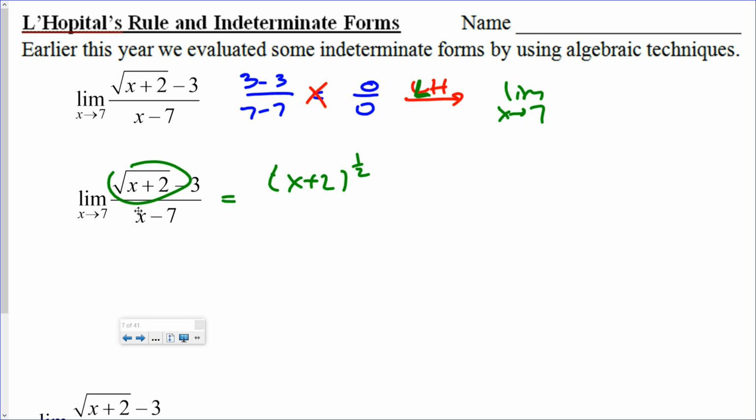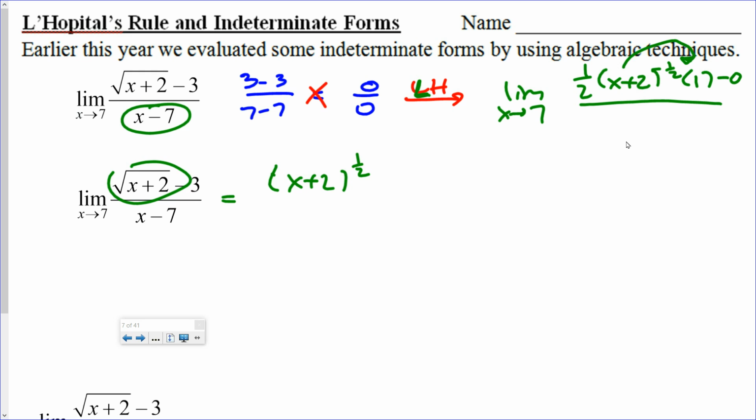So let me take the derivative of the top. That's going to be 1/2 times a quantity x plus 2 raised to the negative 1/2. Guys, it's chain rule, so don't forget, multiplied by the derivative of the inside. This happens to be 1, but it's not always going to be 1. And then the derivative of 3 is just 0. Is everybody good with the derivative of the top? What's the derivative of x minus 7? 1, that's pretty easy.